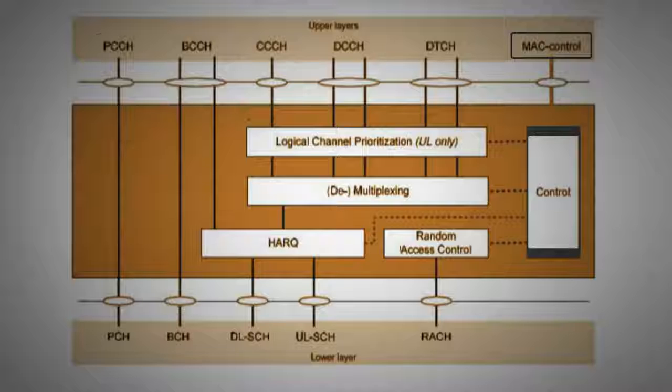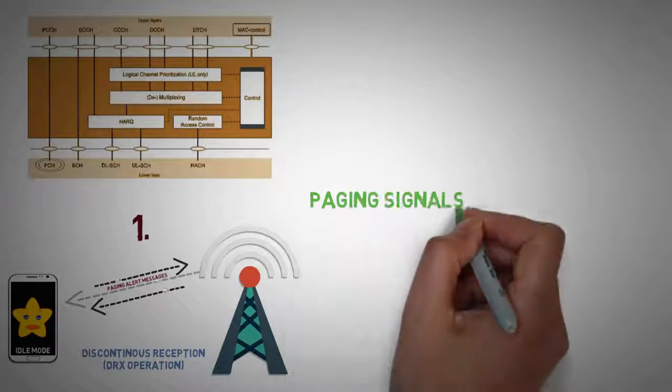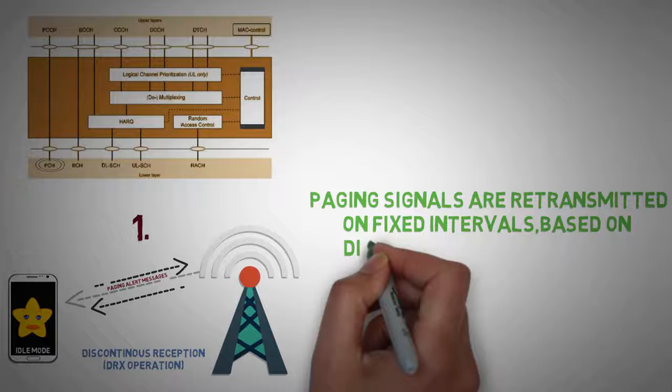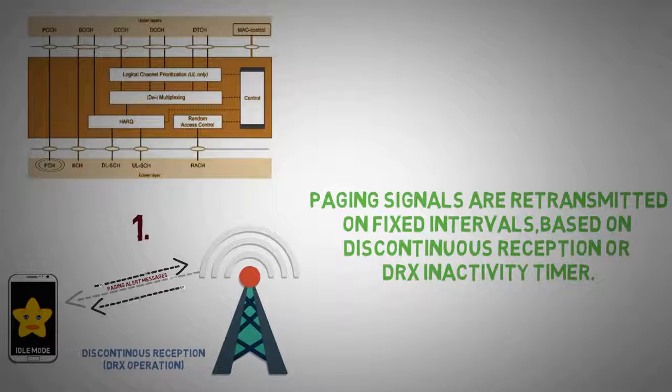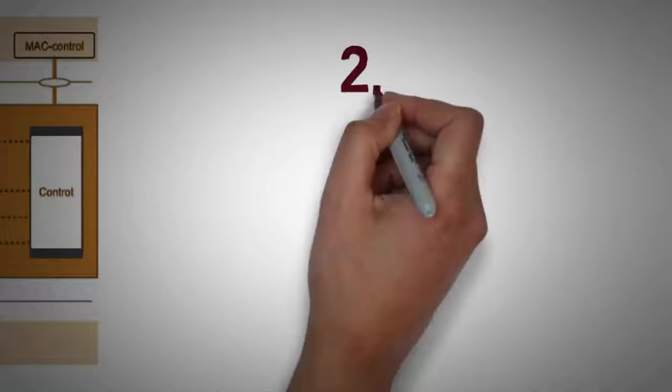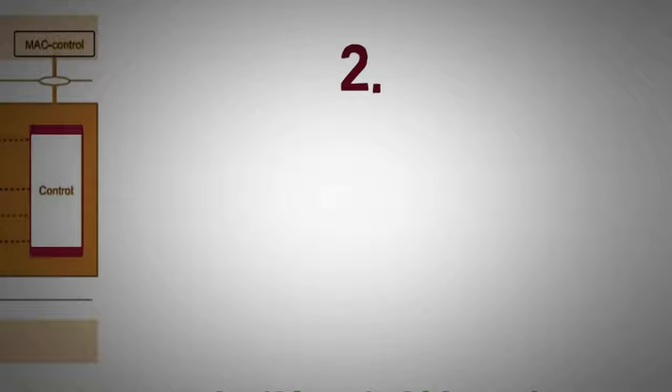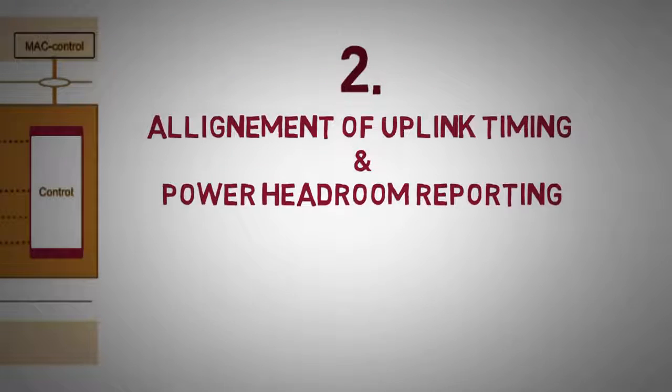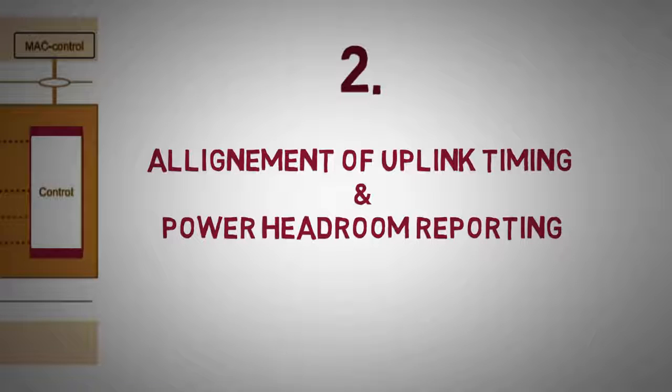Now, these paging alert messages are neither processed by MAC layer, nor by hybrid ARQ layer, since paging signals are retransmitted on fixed intervals, based on discontinuous reception or DRX inactivity timer. So it does not depend on hybrid ARQ ACK or NACK response. 2. MAC control is also responsible for the alignment of the uplink timing and power headroom reporting.